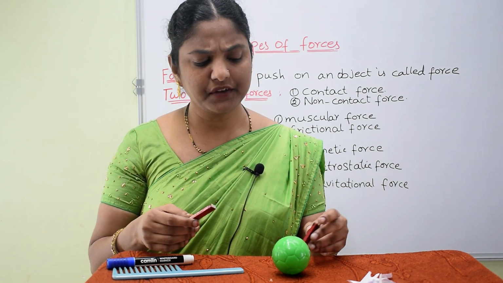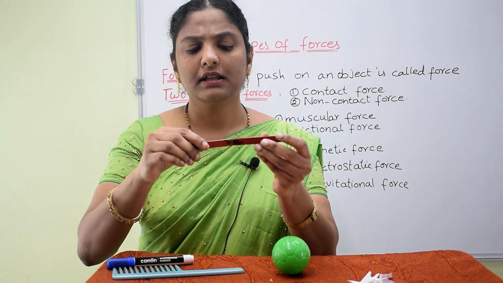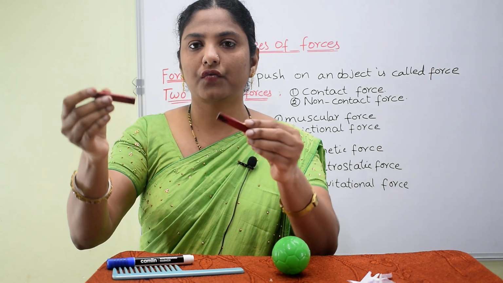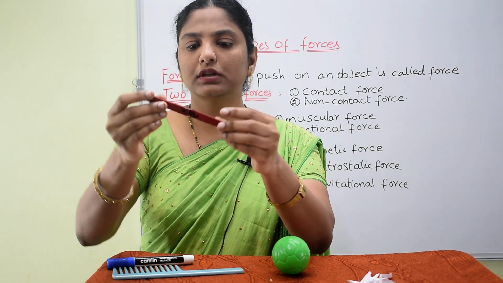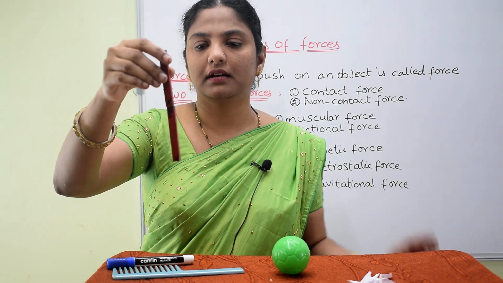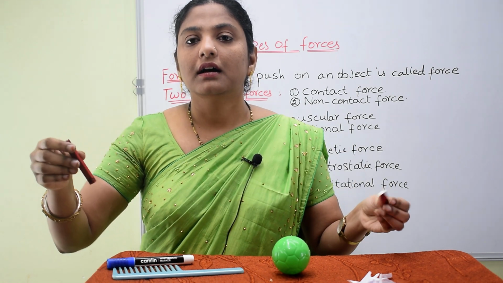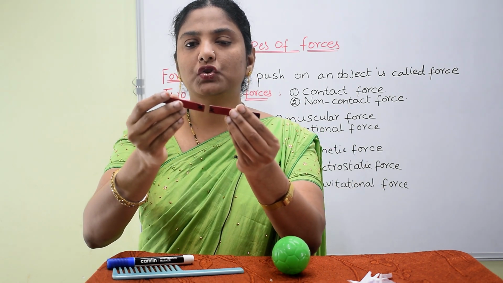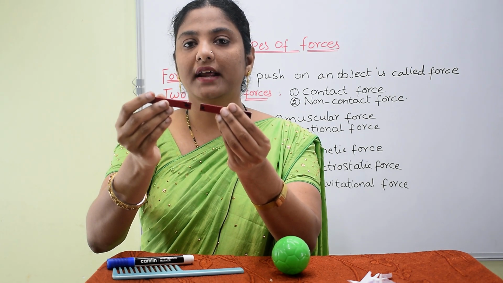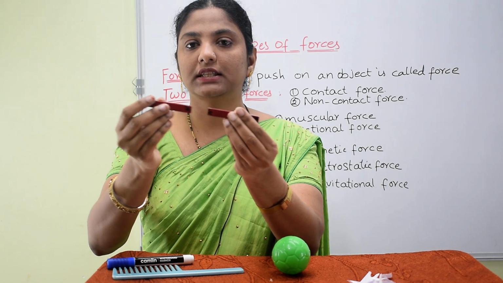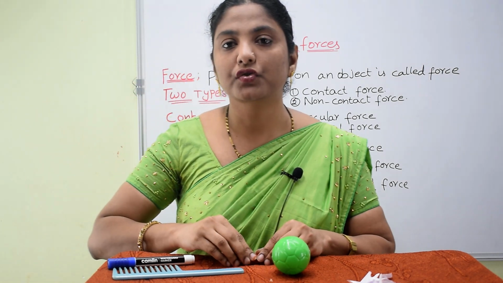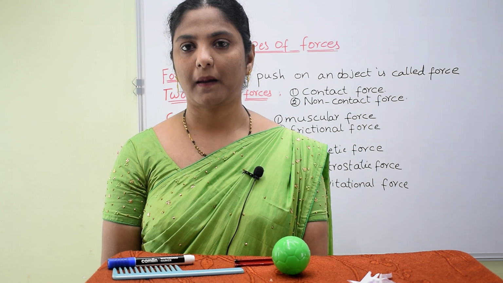If unlike poles come together, then the attractive force is present between the two magnets. Once you see, if these unlike poles come together, then attractive force is present. And if these like poles come together, repulsive force is present, which means both do not attract, both repel each other. Such attractive and repulsive forces are present in the magnet.